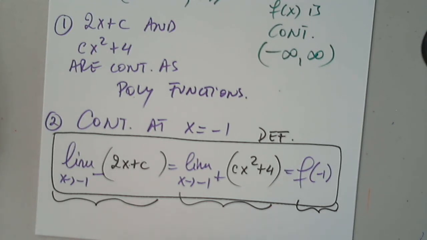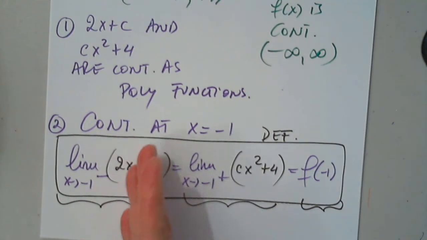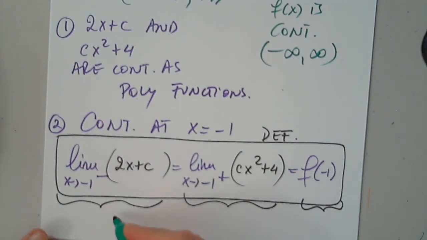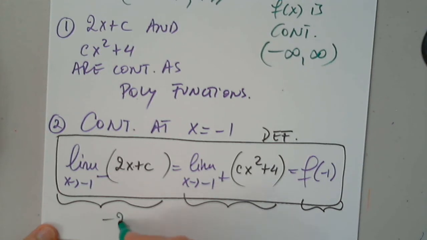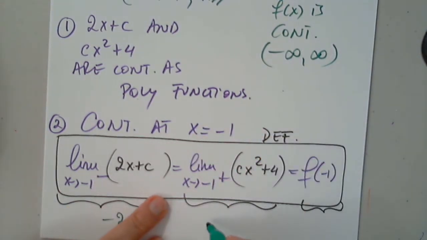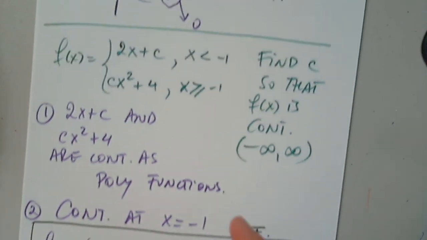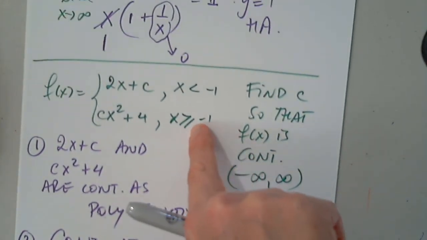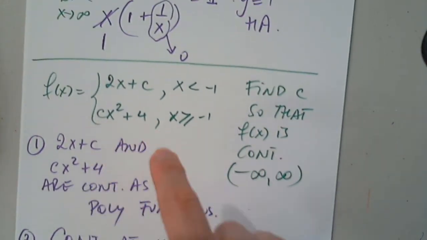The first piece, how much? I'm applying the limit operator, of course. -2 plus c. That's it, awesome. Now apply the limit operator here. What do we get? 3 plus 4. Now f of -1 is specifically where the equal symbol is, which is c plus 4 as well.